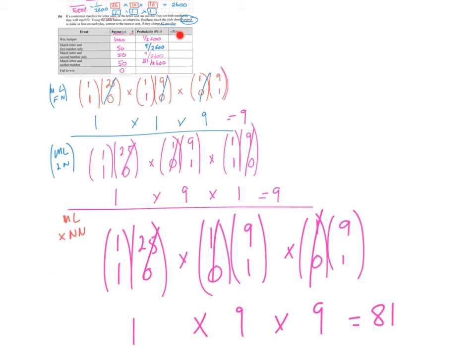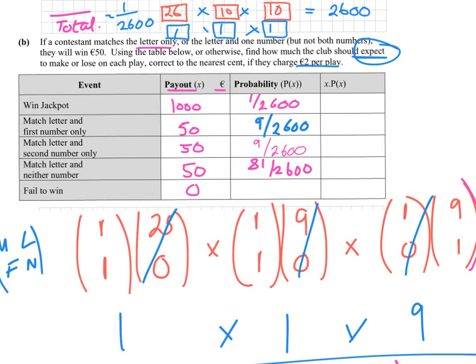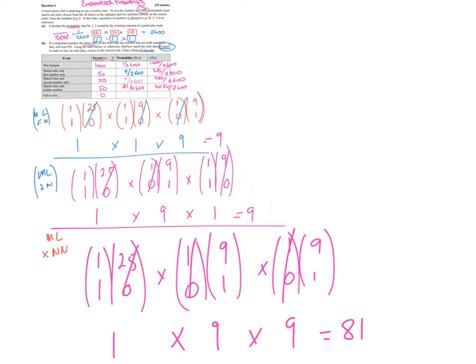So the next bit is filling this part in here, which is the expected probability. So remember, it's the amount you win times the probability that it happens. And so we're going to fill out all of those here. So that's going to give me 1,000 divided by 2,600. 9 times 50 is going to give me 450 divided by 2,600. And 50 times 81 is 4050 divided by 2,600. Okay, and so we filled out all of that as they requested.